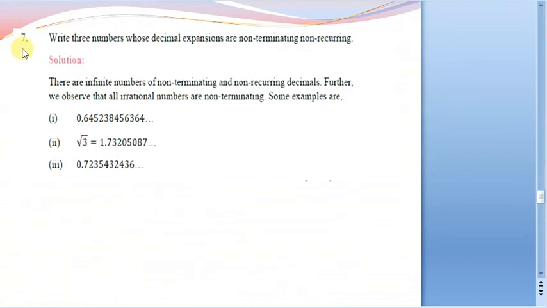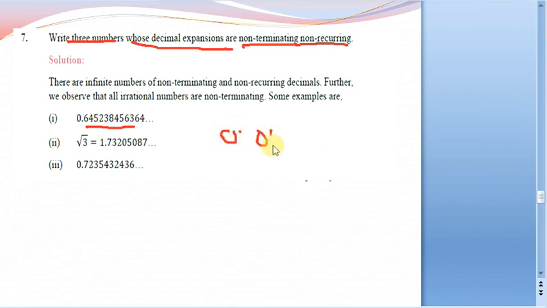So let us move to the 7th question now. Write 3 numbers whose decimal expansions are non-terminating, non-recurring. We can write any number you want, but make sure that whatever you write, the pattern after the decimal point is not going to be repeated. Suppose you take numbers like 0.01, 001, 0001. If you write in this manner, there is no way that you miss. Just make sure that we write decimal expansions that are non-terminating, non-recurring.